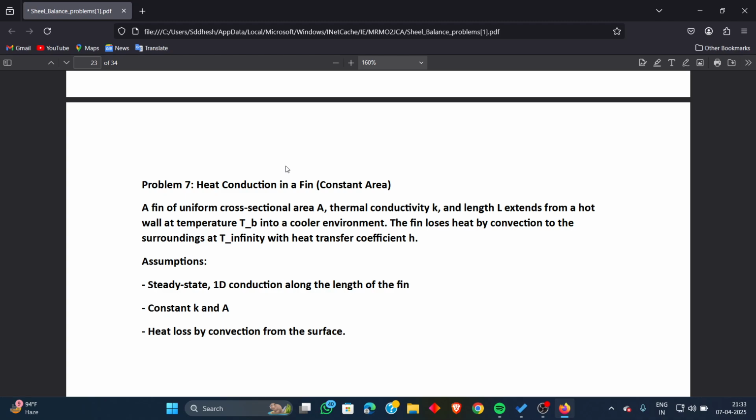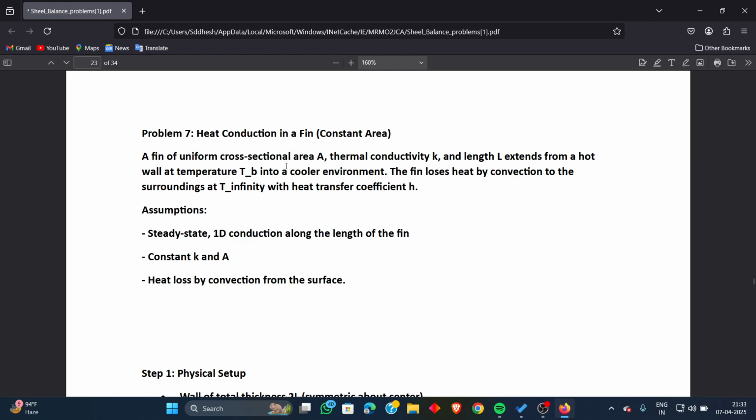Heat conduction in a fin with constant area. A fin of uniform cross-sectional area A, thermal conductivity K, and length L extends from a hot wall at temperature Tb into a cooler environment. The fin loses heat by convection to surroundings at T-infinity with heat transfer coefficient h. We'll write down the assumptions here: steady state, 1D conduction along the length of the fin, constant K and A, heat loss by convection from the surface.